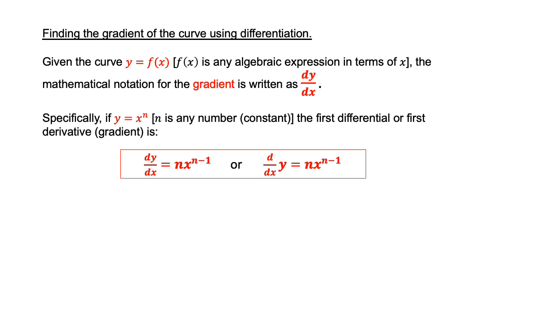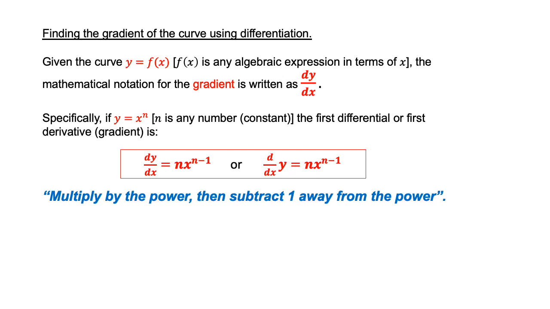minus 1. Sometimes you may see it in this different way, where here you're saying d by dx of y is equal to, and it's exactly the same, n times x to the power of n minus 1. So how do we interpret this? It's very simple. It's just multiply by the power, and then you take 1 away from the power.